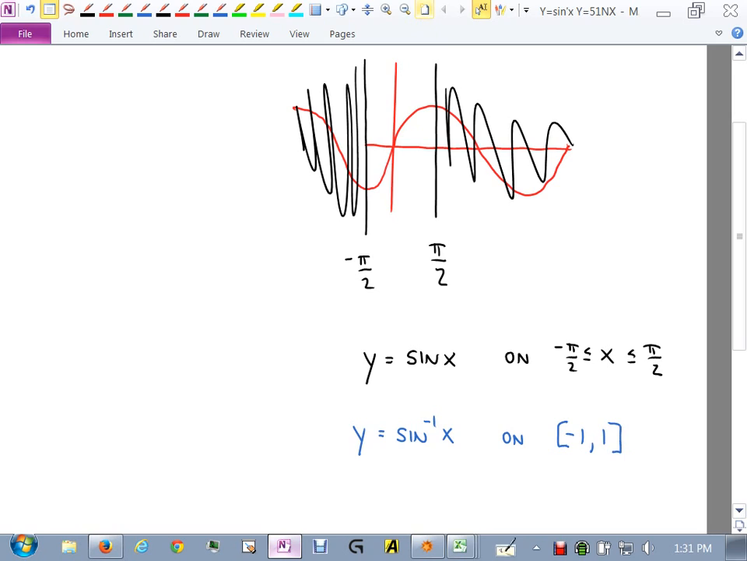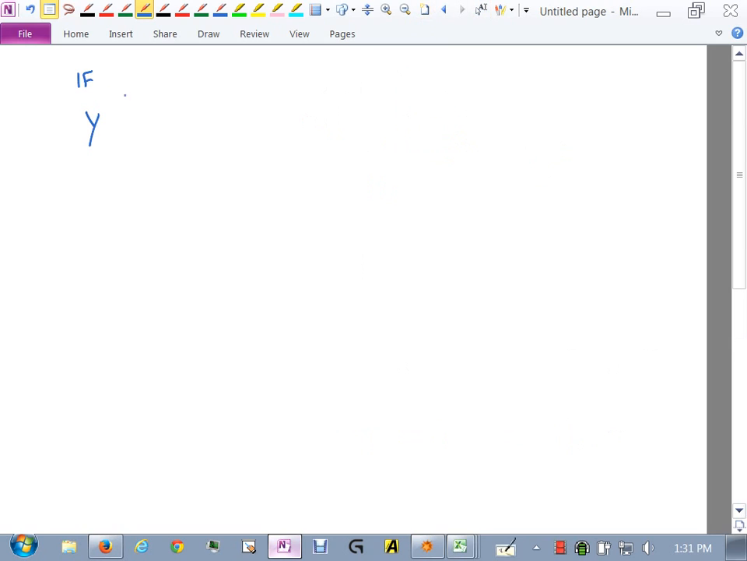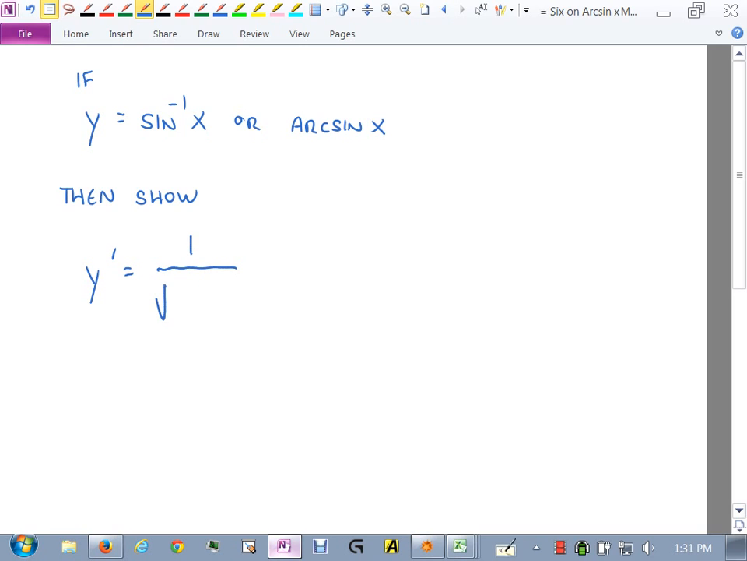Okay, so if y equals the inverse sine of x, or what's another way we write inverse sine if we don't want to use a little -1? Arc sine, you just write arc sine x. I hope everyone is aware that these two mean the same exact thing. Then let's show that the derivative of this is 1 over the square root of 1 minus x squared. Let's show that that's true.